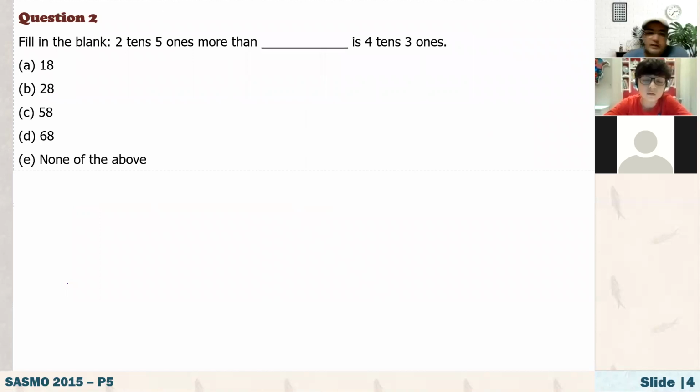Okay. Nargis, read the next question. Fill in the blank. 2 tens and 5 ones more than blank is 4 tens and 3 ones. In this kind of questions, instead of the blank, just put X and read it. Nargis, can you read it again now? Fill in the blank. 2 tens, 5 ones more than X is 4 tens and 3 ones.